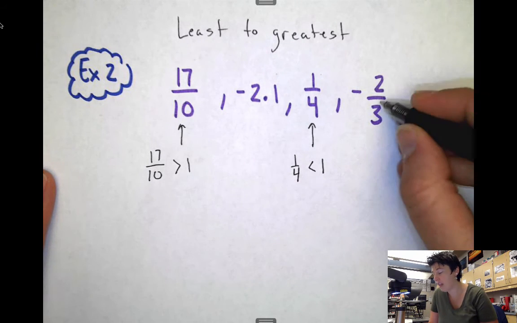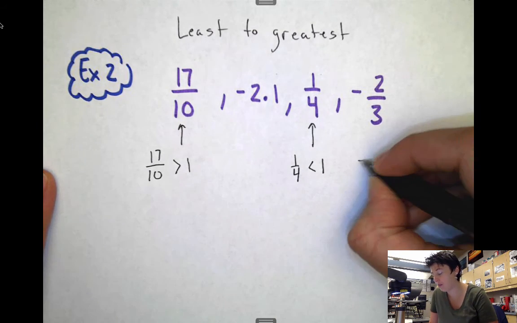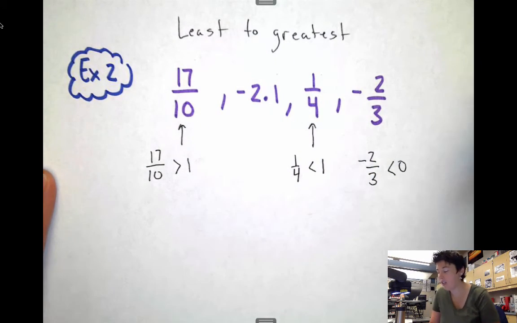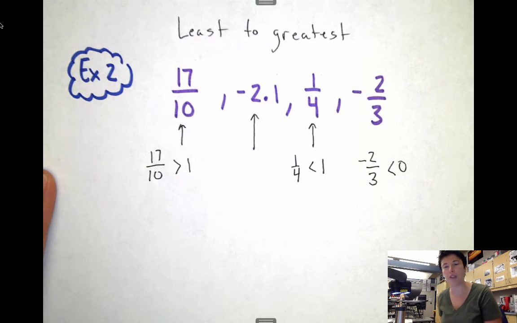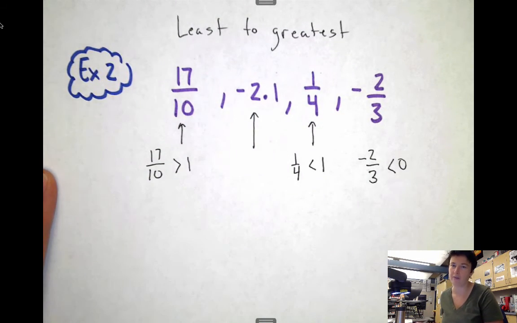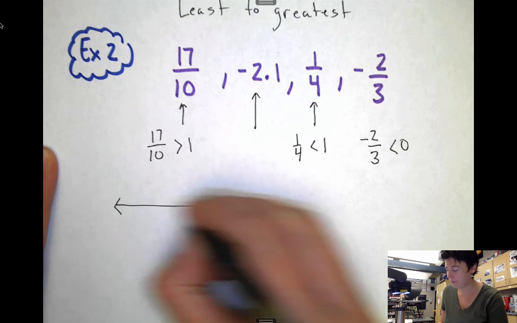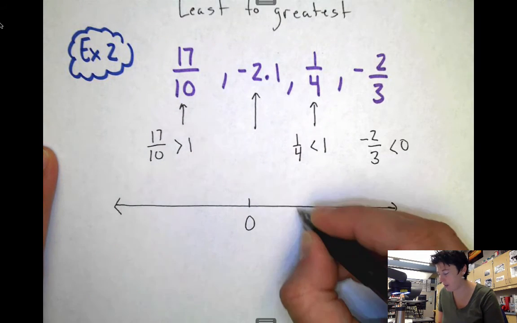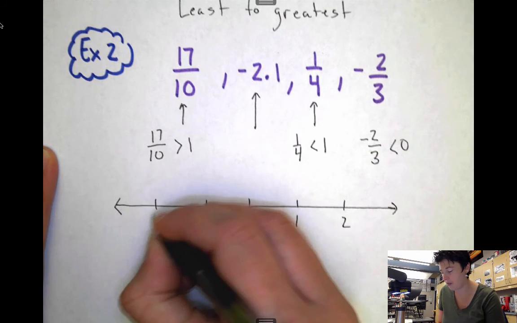I know that negative 2/3 is going to be a decimal less than 0, smaller than 0. And I know negative 2.1 is going to be the most negative number. So I know it's a really highly negative number compared to the other values that we're looking at. So on a number line, I can really estimate this problem. Here's 0. Let's put 1 and 2 here. And let's put negative 1 and negative 2 here.